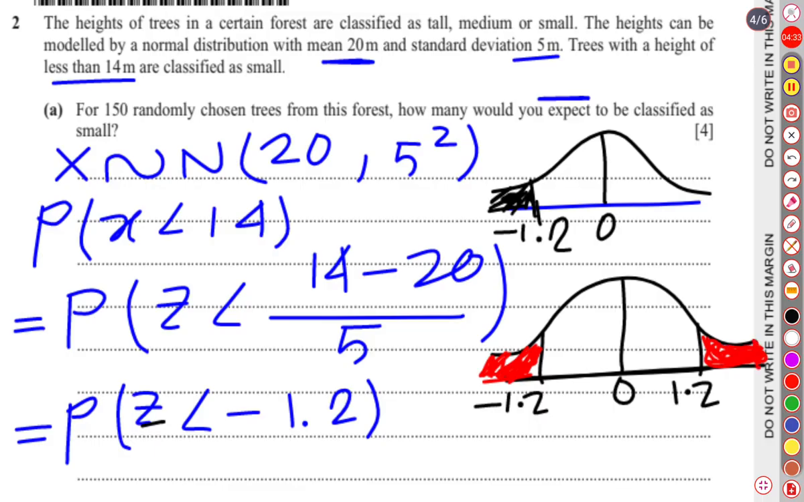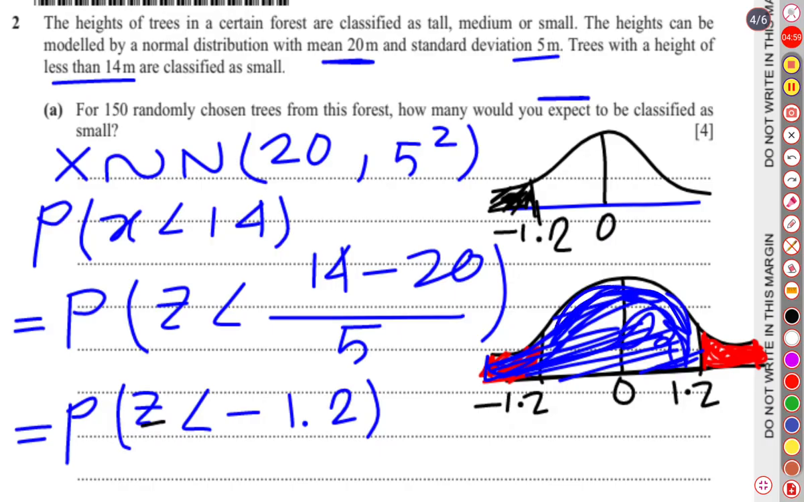Now the question is, how can we find this one? What we will do is find the probability of the left part from the whole probability. Whole probability means 1. From 1, if we subtract this left part, shaded in blue, from the whole probability, we will surely get the right tiny part.